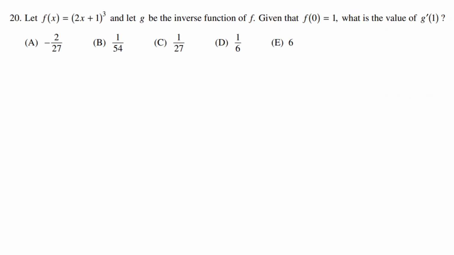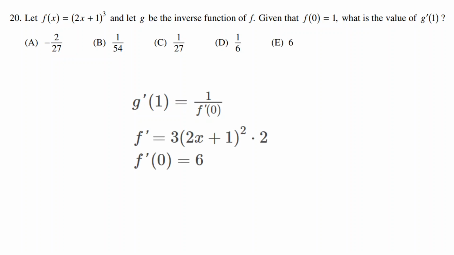In number 20, we need g prime of 1, so we find 1 over f prime of 0. F prime equals 3 times (2x plus 1) squared times 2. F prime of 0 equals 6. The reciprocal is 1 over 6, which is D.